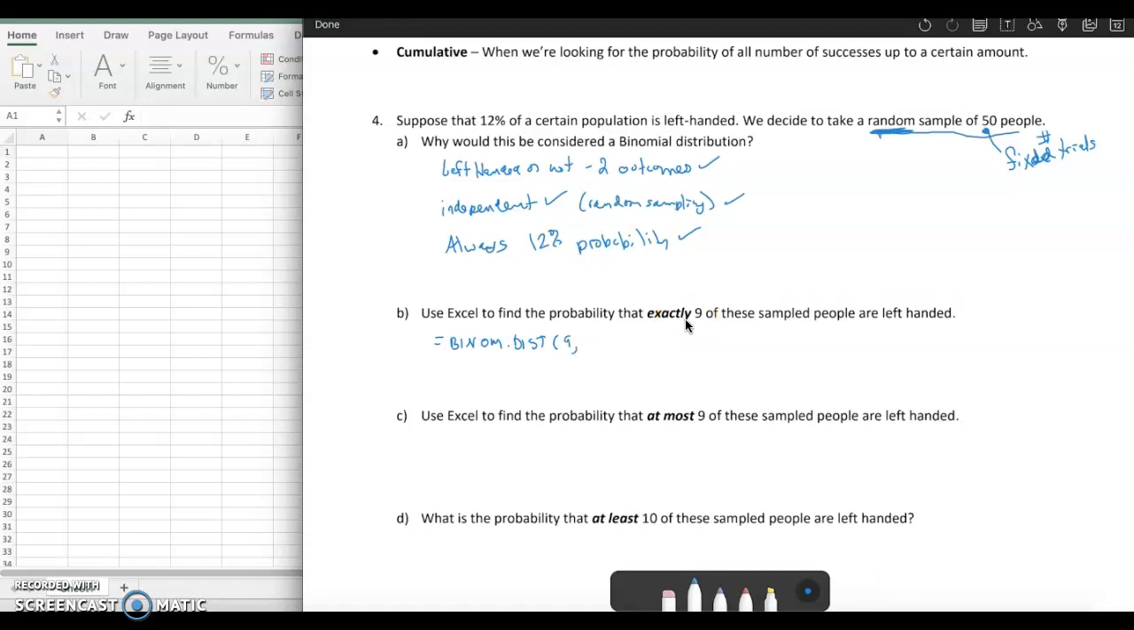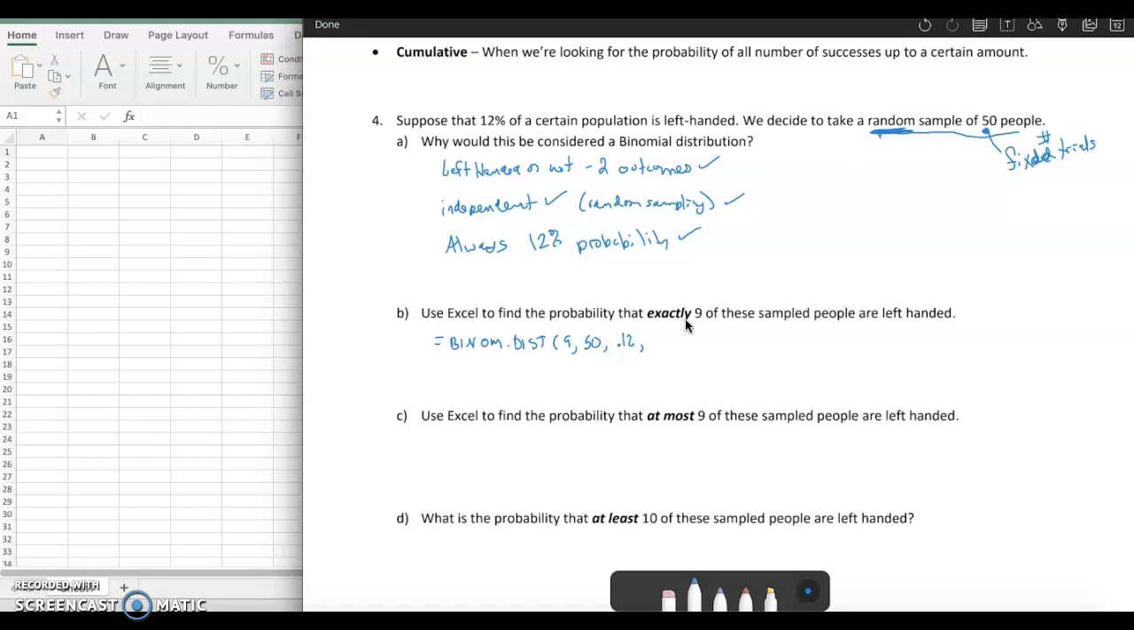Out of how many trials? In this case, 50. What's the probability at each trial? Each person that we choose has a 12% probability. So we put that in as 0.12. And then this last bit of information has to do with the cumulative or not.